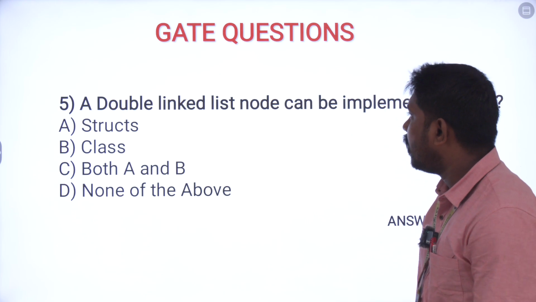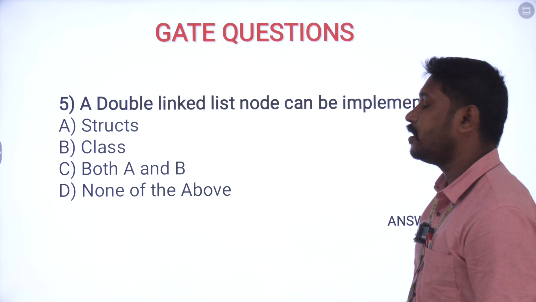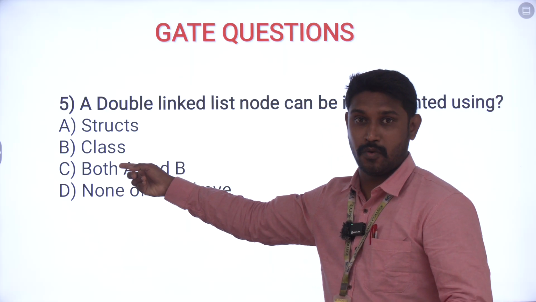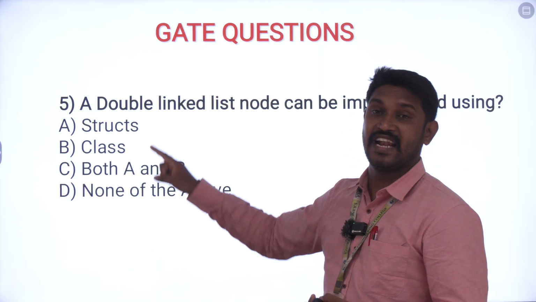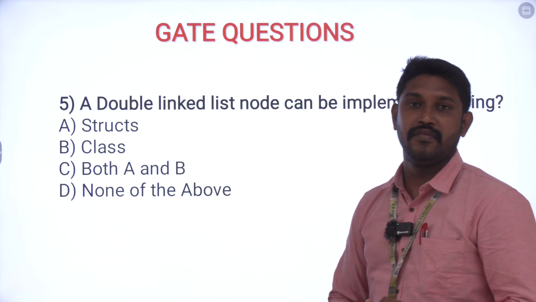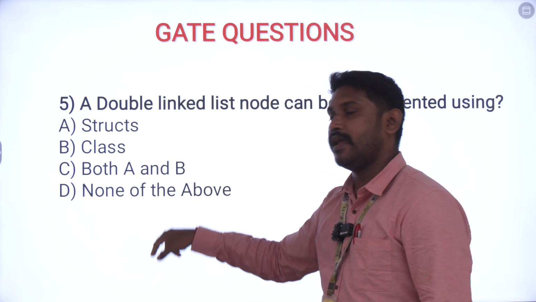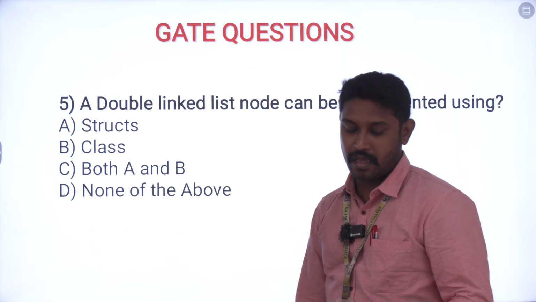The fifth question: a doubly linked list node can be implemented using a struct. As we have seen in the coding, with the help of a struct we can build a doubly linked list, and with the help of a class in Java programming, we can also build a doubly linked list. I think both A and D are correct, so option C will be the correct one, because both concepts can be used in a doubly linked list.